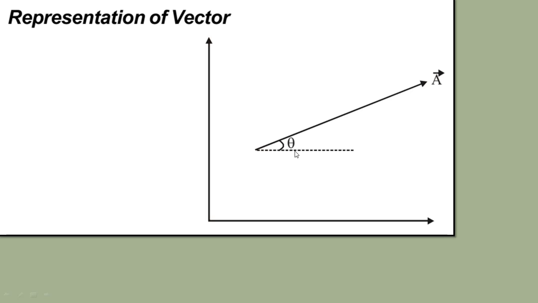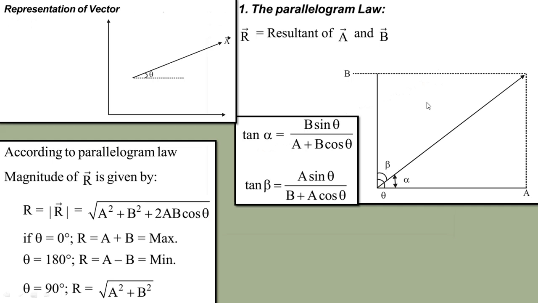In the quadrant system we show vectors: first quadrant, second quadrant, third quadrant and fourth quadrant. This is the x-axis, this is the y-axis. Then the parallelogram law of forces. This is the parallelogram, and these are the two vectors, vector A and vector B. This vector is the resultant of these two. So R bar is the resultant of A bar and B bar.